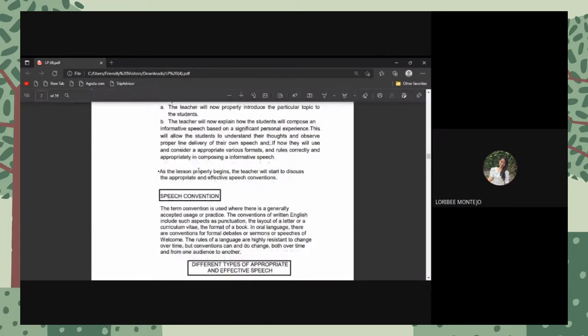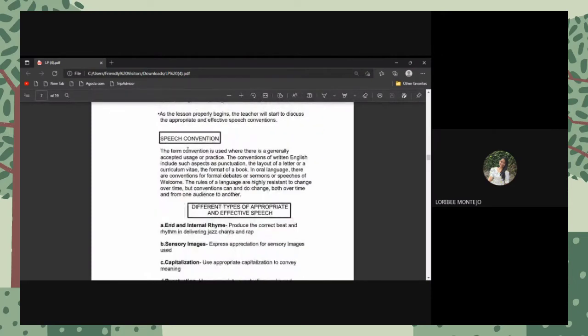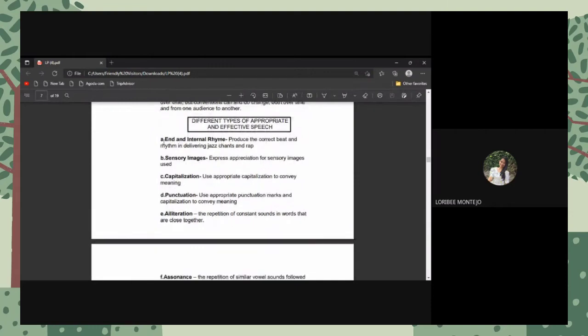As the lesson properly begins, the teacher will start to discuss the appropriate and effective speech convention. Here, I provided the definition of speech convention and the different types of appropriate and effective speeches.